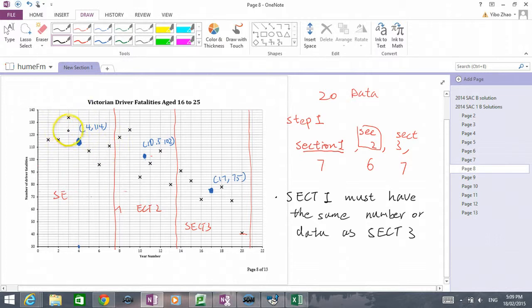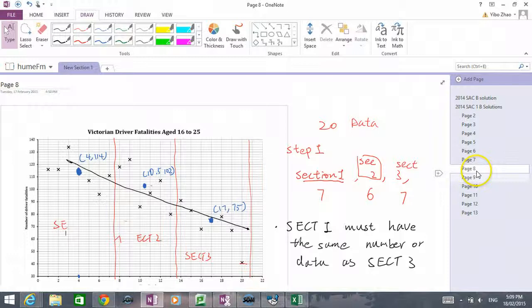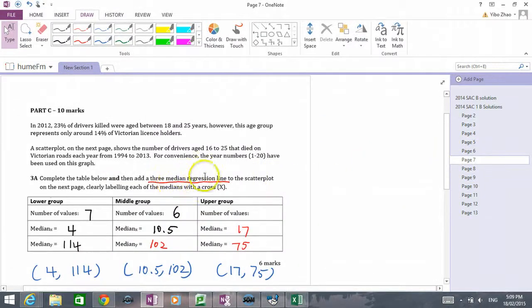Remember, I'm drawing this on my laptop, so I don't really have a ruler, and it's really hard for me to draw. But if you have a ruler, you should be able to draw a straight line like this with a ruler. And your line in the SAC must look better than the one I just drew. This is question 3A, the 3 median regression line.